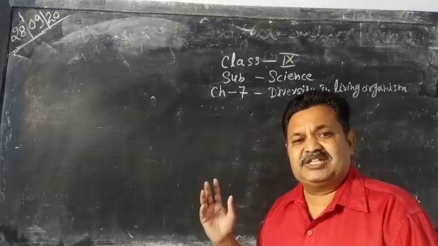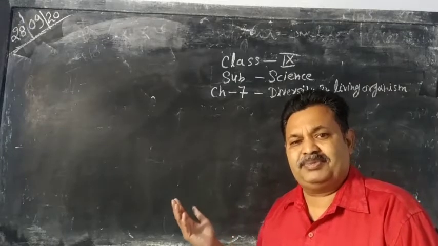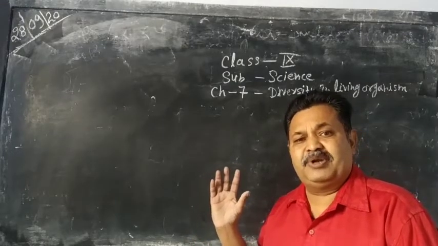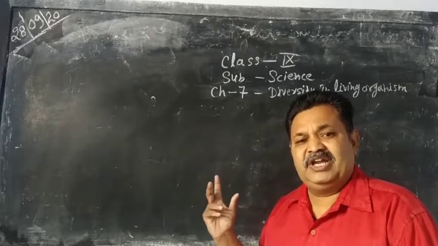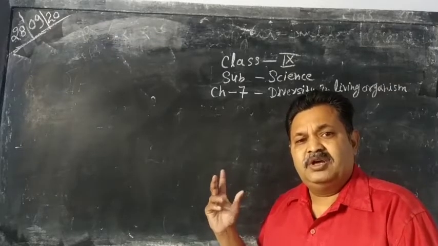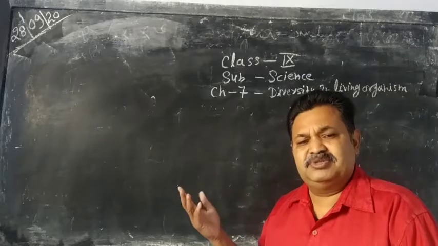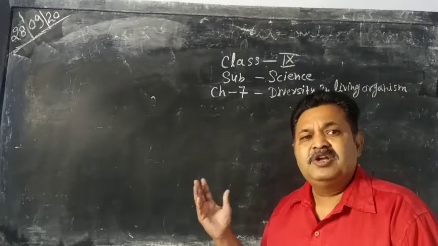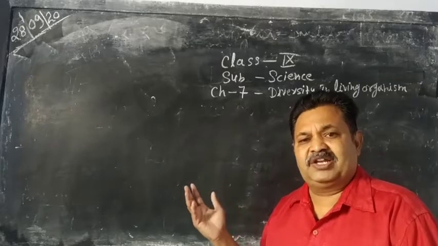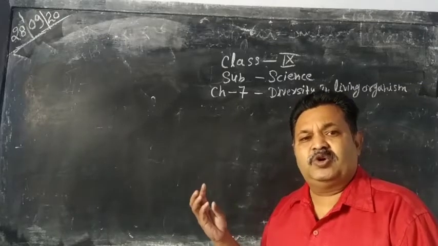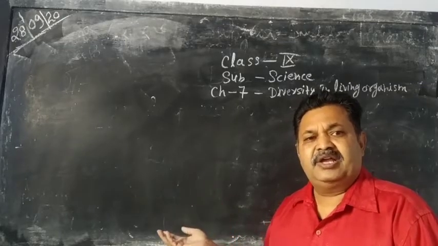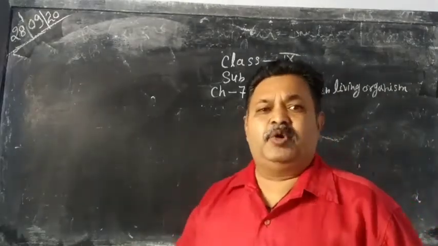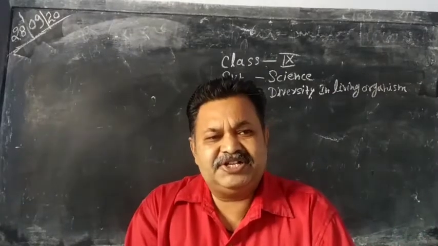Another type of organism in this classification is the heterotroph. Heterotroph means they cannot prepare their own food. They depend on other organisms for food. All living organisms except plants are examples of heterotrophs. Another type of mode of nutrition is parasites.